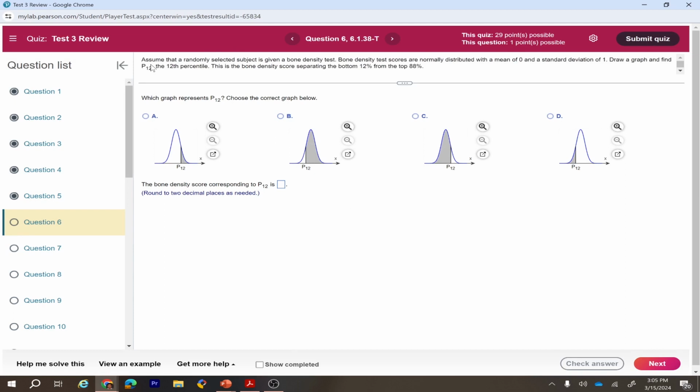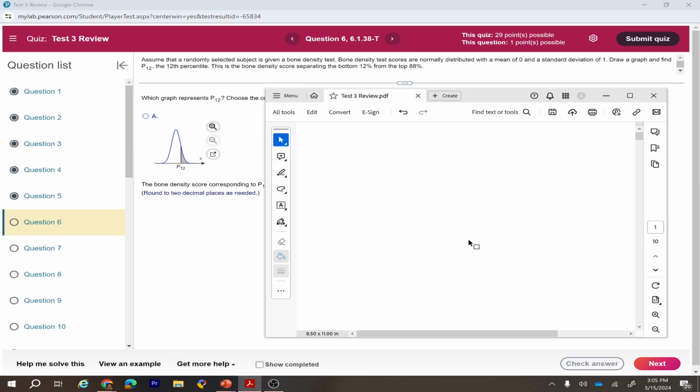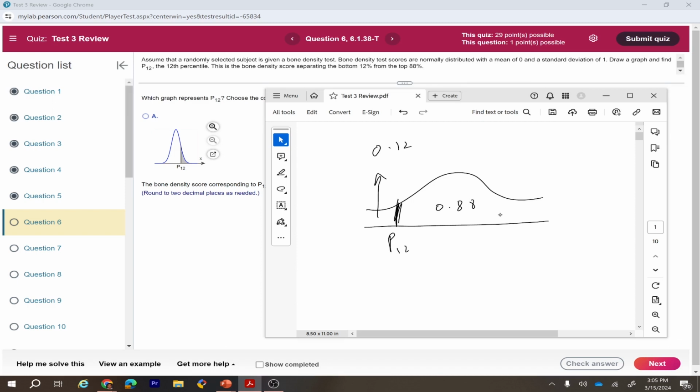We need to find one more time, it's a standard normal distribution, but we need to find the value of P12, which means the 12th percentile. What does that mean? This is the bone density score separating the bottom 12%. So to the left side there's supposed to be 0.12 area, and to the right side there's supposed to be 0.88. If you plot the graph, you are looking for a value such that to the left the area under the curve would be 0.12, and to the right the area under the curve supposed to be 0.88. So this is the value we are looking for.